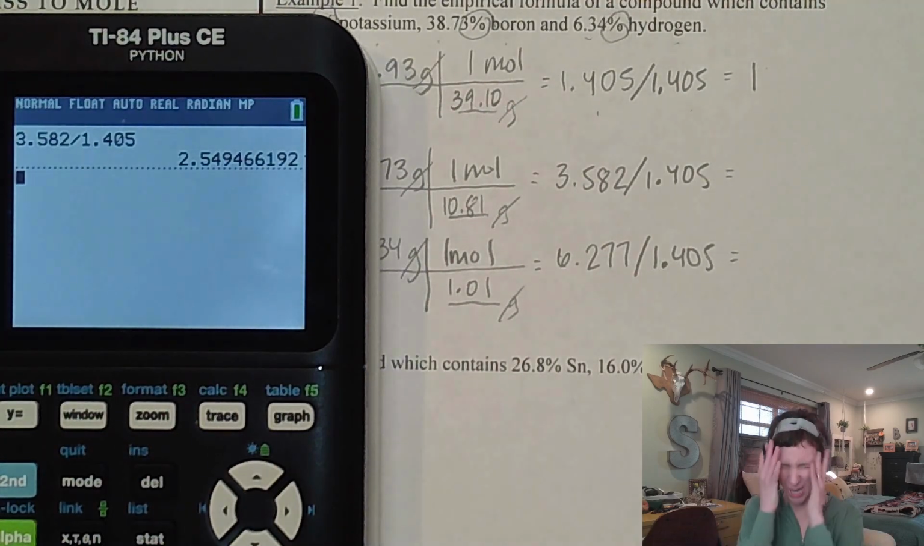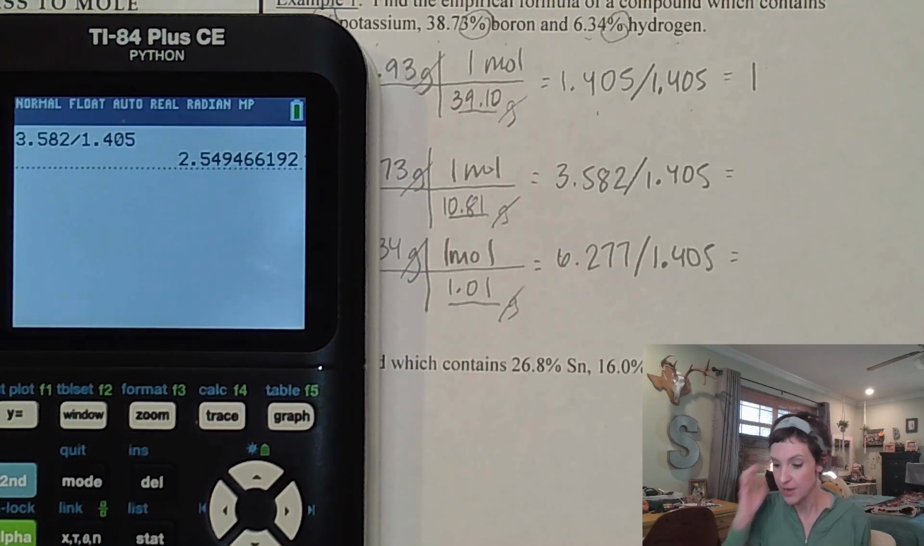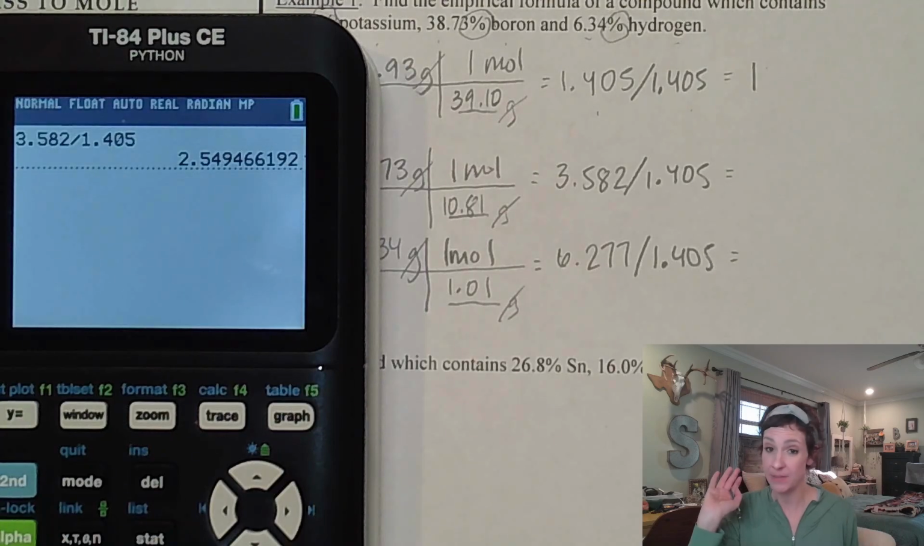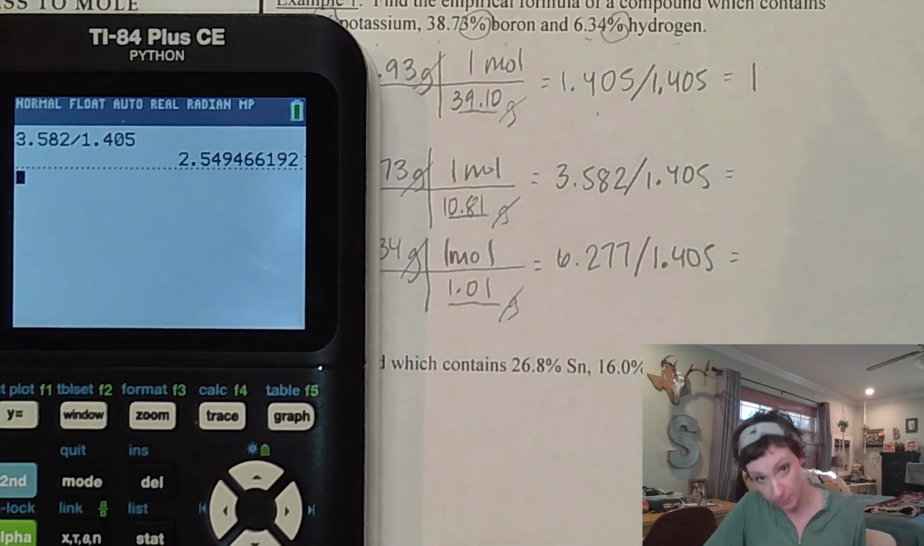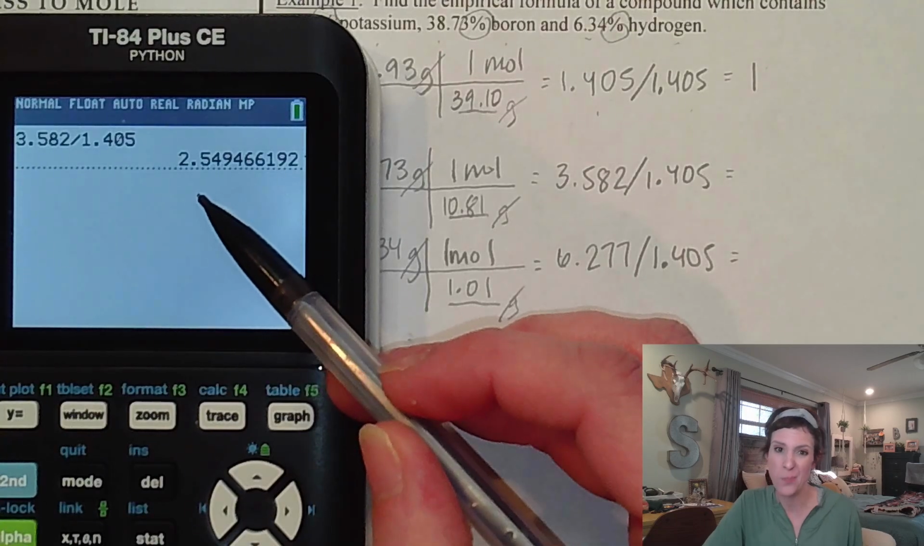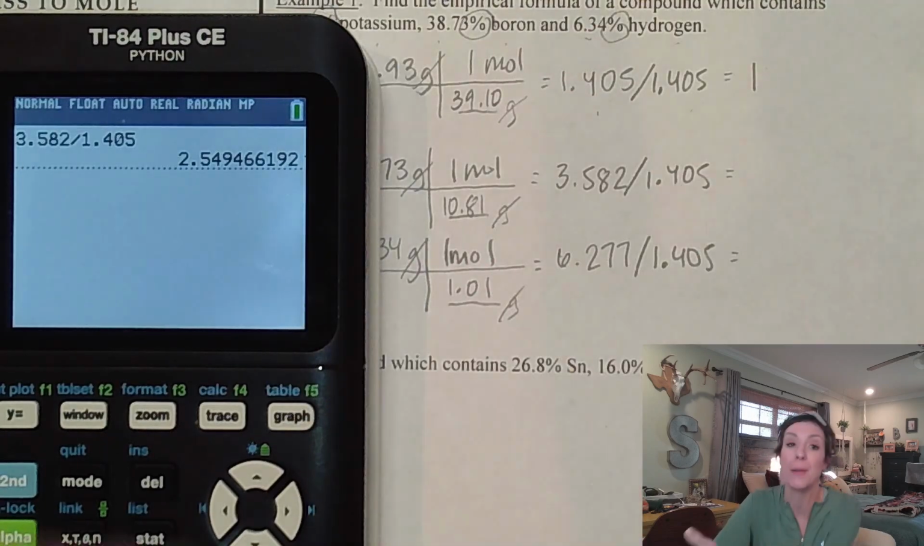You are hoping to see whole numbers or something that's super close to a whole number. If you do not see a whole number, but it was like 2.98 something, that's pretty much a 3. I would write a 3. Or if that was a 2.02, that's pretty much close to a 2. I would write a 2.